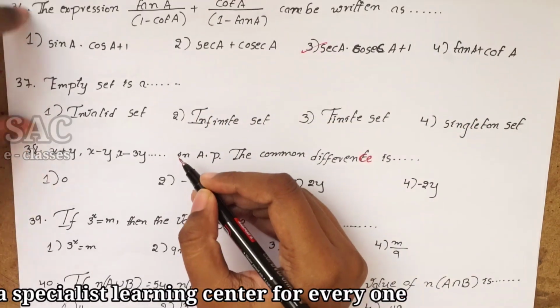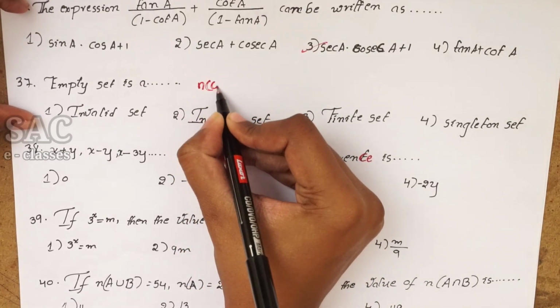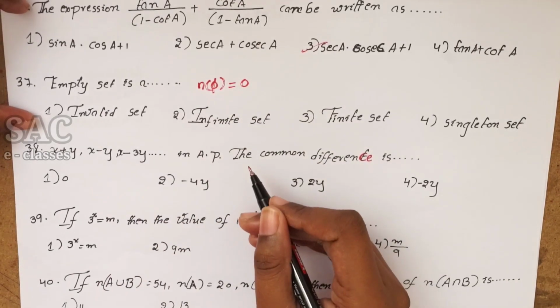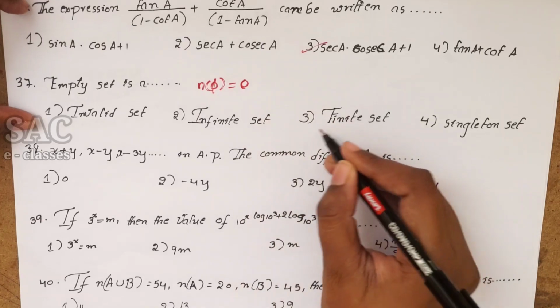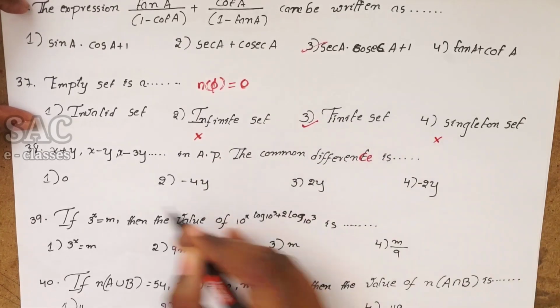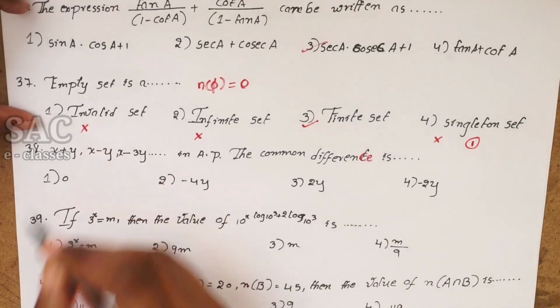37th problem. Empty set is A. The cardinal number of any empty set is 0. Whether it is 0 or anything, having some countability, we call that a finite set. It can't be infinite. It can't be singleton, because singleton means one element should be there, and it is not an invalid set.